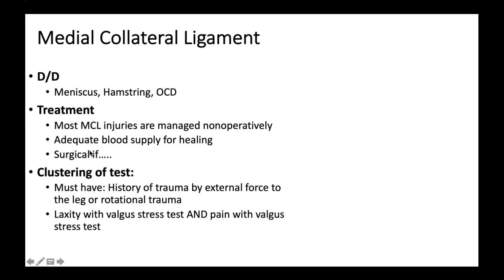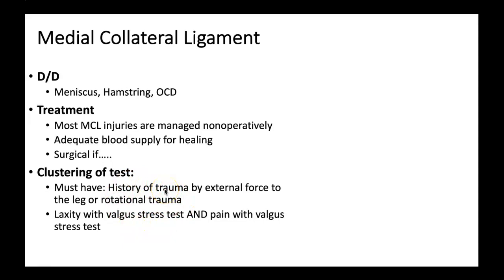Okay. What we know about MCL injuries or collateral ligament injuries in general is a clustering of things. There's a clustering of tests that come along with that. So they have laxity with the valgus stress test. They have a history of trauma or a valgus load on that side. They have a history of rotational trauma. So as this checklist goes up, did they have an external force applied? Was there rotation with it? And they have a valgus stress test that's positive, then we would say that they probably have an MCL sprain.